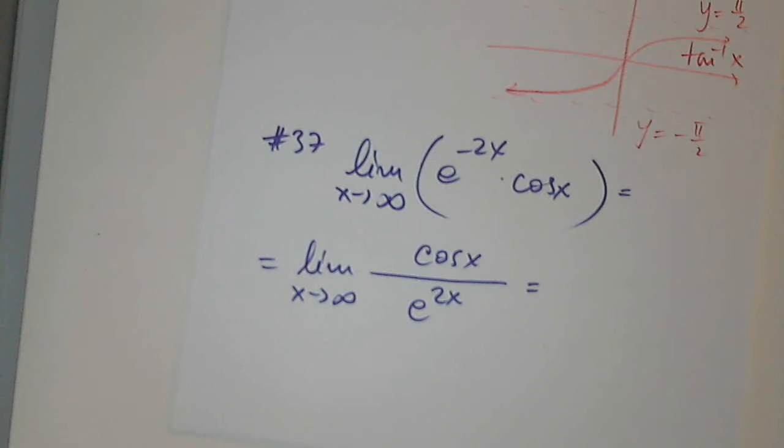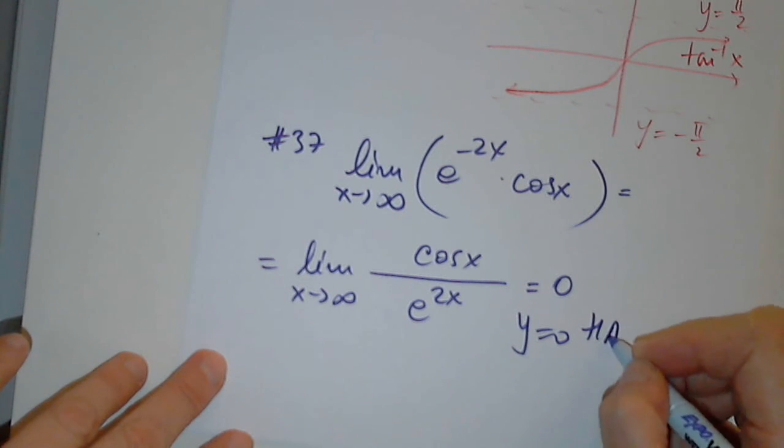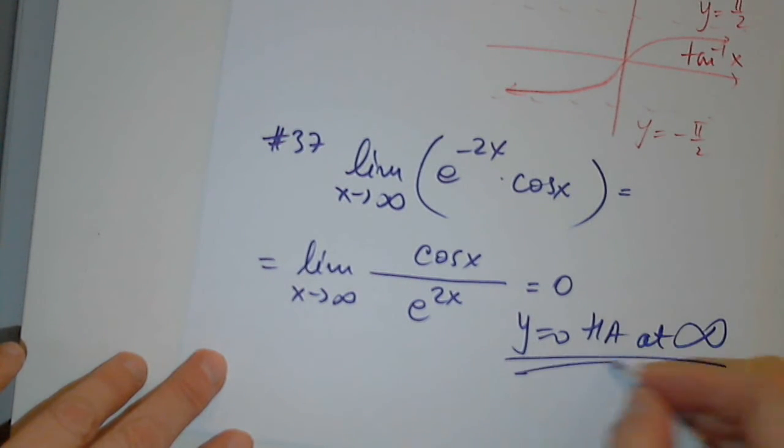Okay, what happens here? When x approaches infinity, 2 times x approaches infinity, and e to infinity is huge, and I divide a number between negative 1 and 1 by something huge, what do I get? 0. y equals 0, horizontal asymptote at infinity.